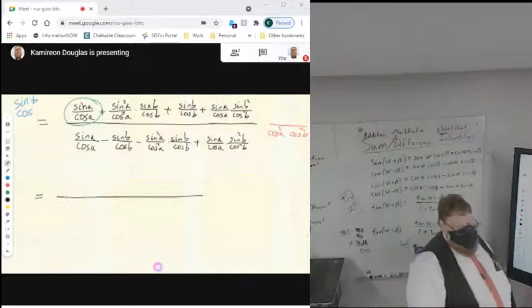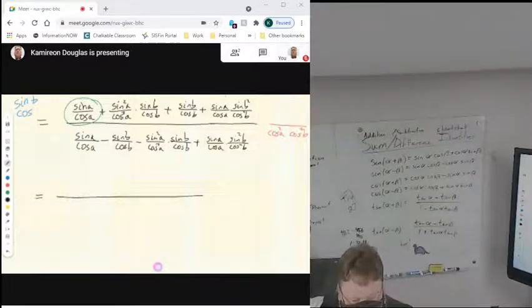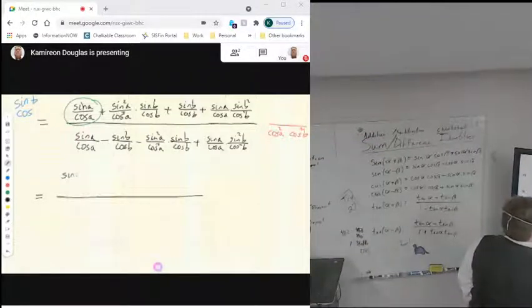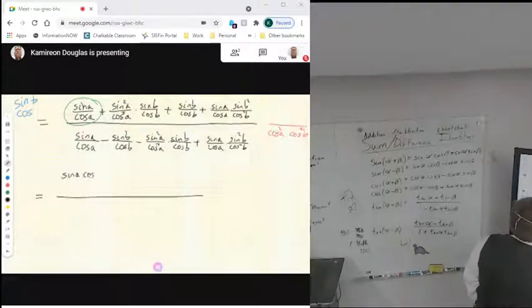I am missing three parts. Another cosine A and two of the cosine B's. So I'm going to put those in. So I'd have sine of A times. I'm missing one other cosine of A and two of the cosine B's.